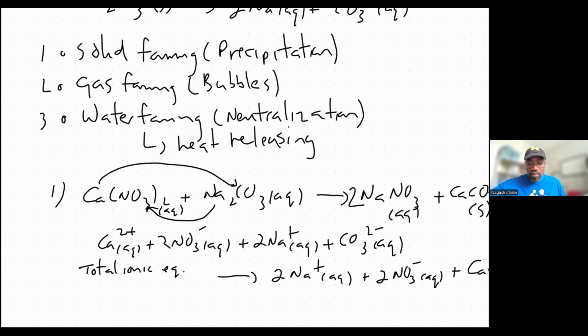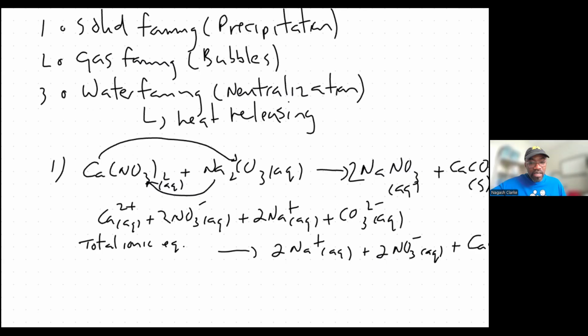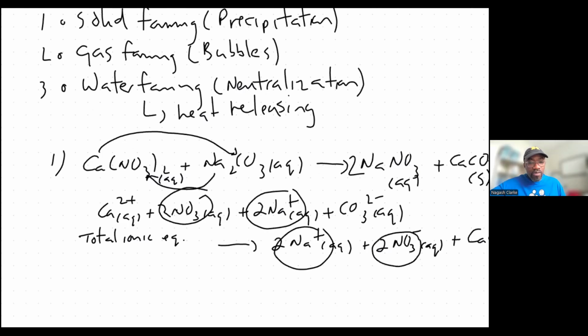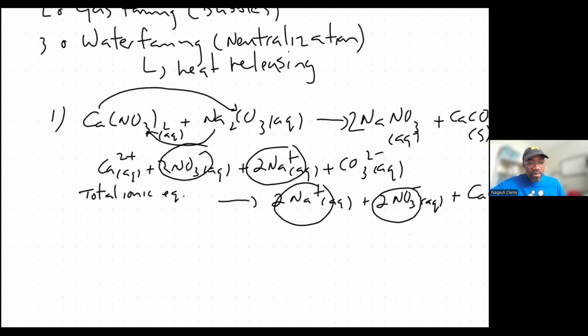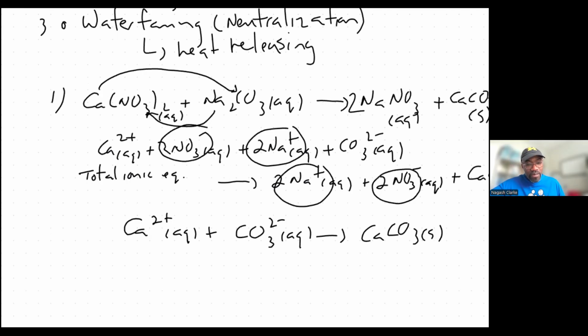So I've got to find out what my spectator ions are. Essentially, what are the species that look the same on both sides? So I see the sodium appears unchanged, and likewise the nitrates. Those are what we call spectators. They're not really participating in the reaction. But the ones that do, I write down here, it's a calcium and a carbonate. They find each other and they form a precipitate, calcium carbonate. This is my net ionic equation.